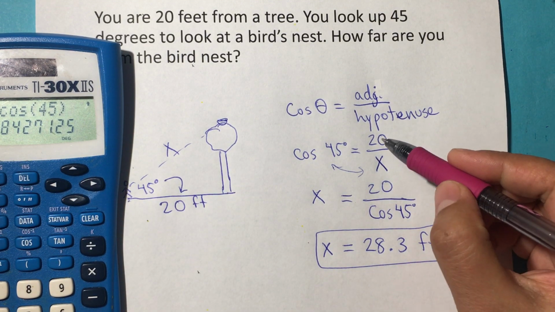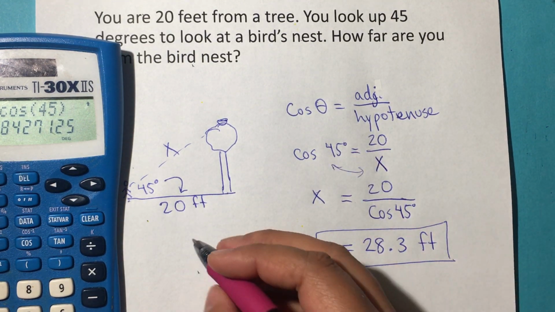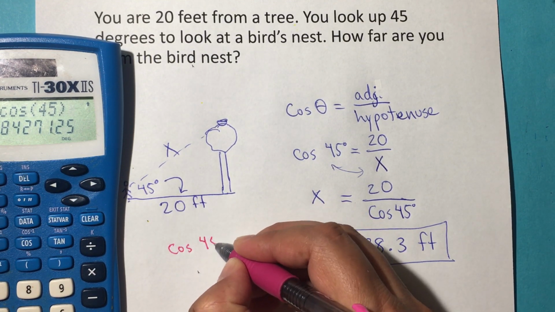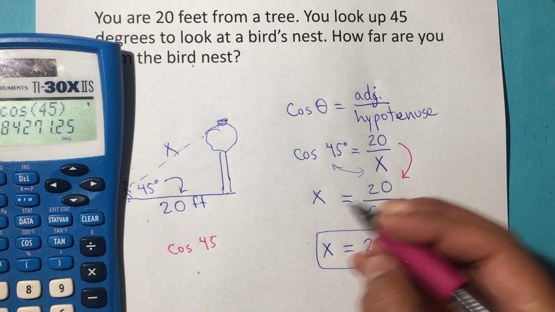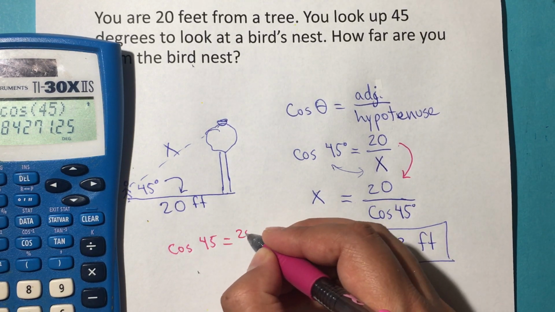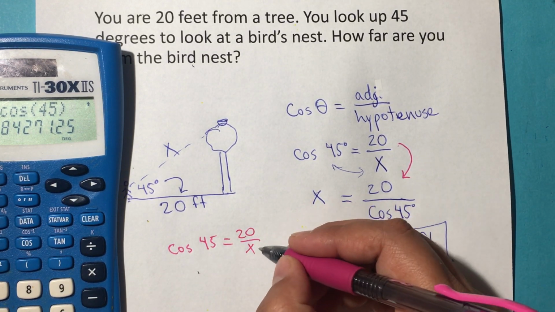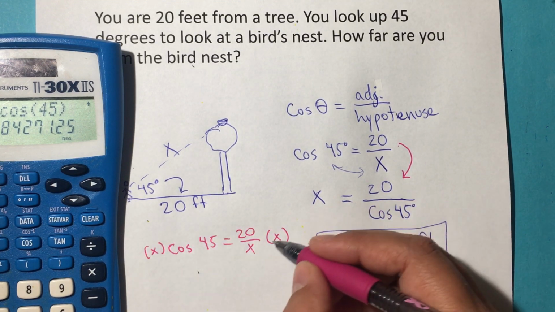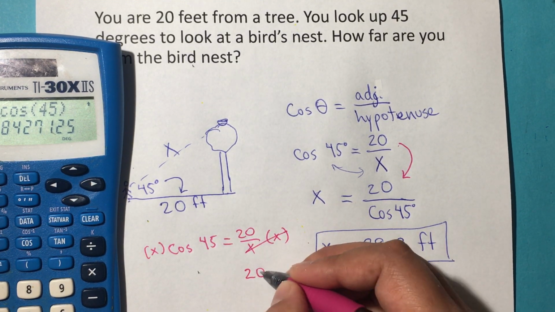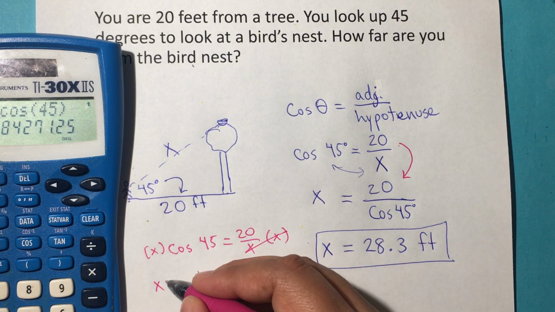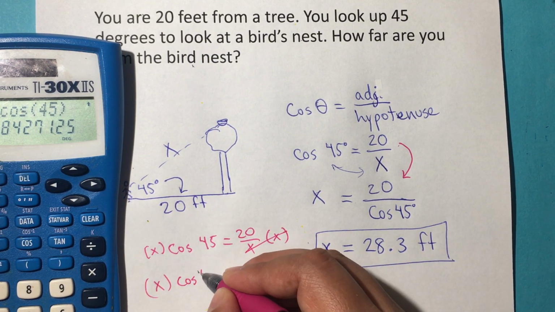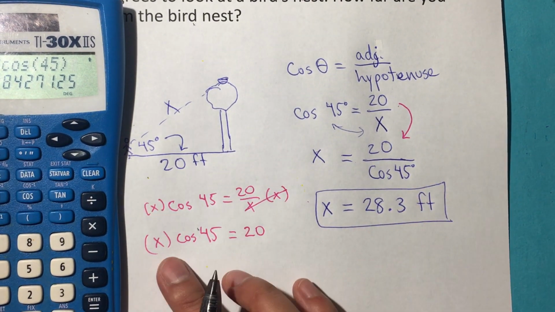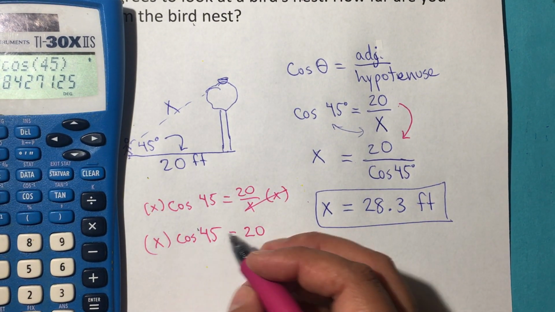I think I just want to give an explanation. We saw it before, but in case you don't remember or you didn't see the other video, how do we get from here to here? Cosine of 45 equals 20 divided by x. We cancel by multiplying the x, and we get 20 equals x times cosine of 45. But we still don't have the x by itself. We need to have that isolated.